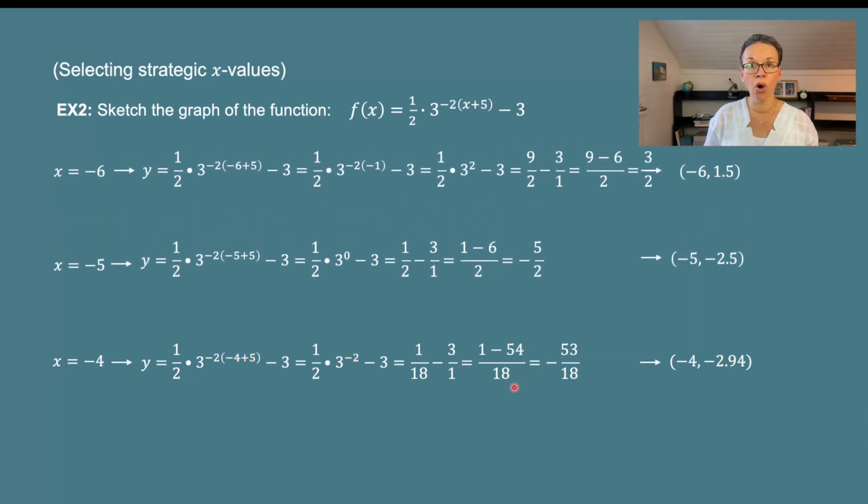Here you can see all calculations at once for the 3 initial values of x that we chose. Remember that these values of x were chosen because they reduced the exponent x plus 5 to -1, 0, or 1. This simplified our computations significantly.